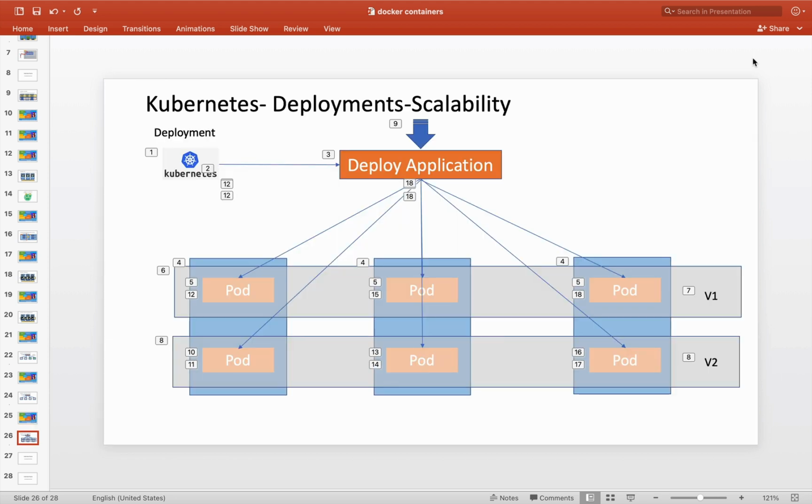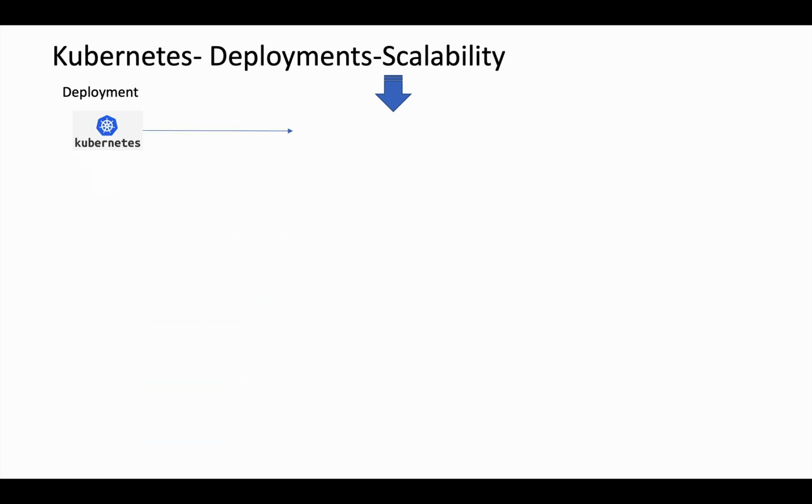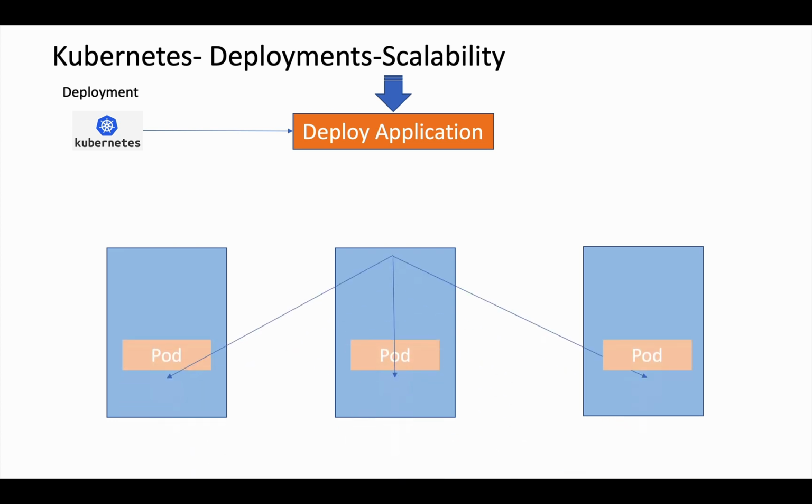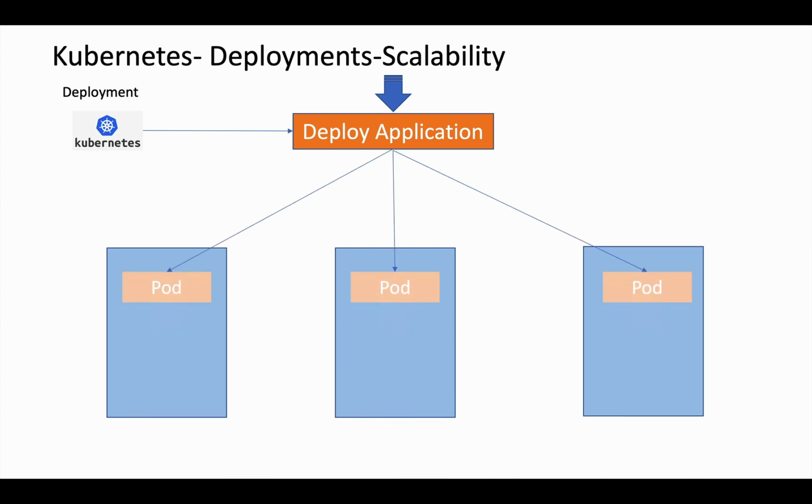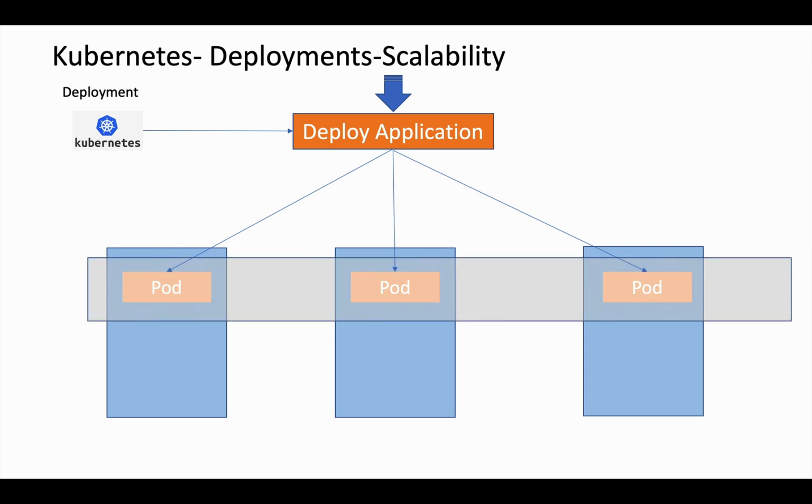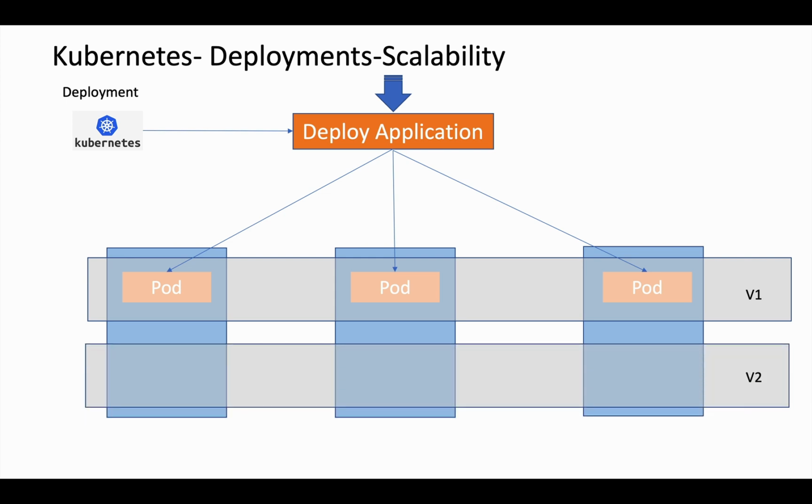Here we just see this slide animation. First, we create a deployment with 3 replicas, so the pod count is 3, and the application version is v1. Now we want to update the container image, but the traffic is still coming in.